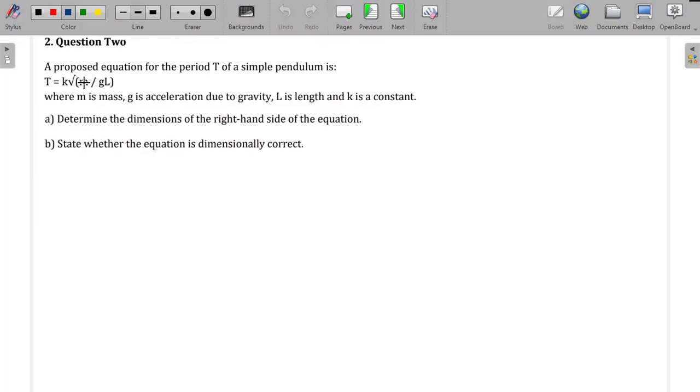So first things first, we start with our part A. The equation we've been given is that period T is equal to K, then we have open brackets, mass over gravity multiplied by length. This is the equation that we have. Now, in part A, they're saying we're supposed to determine the dimensions on the right-hand side of the equation. So anyone who has an idea, how are we going about this?